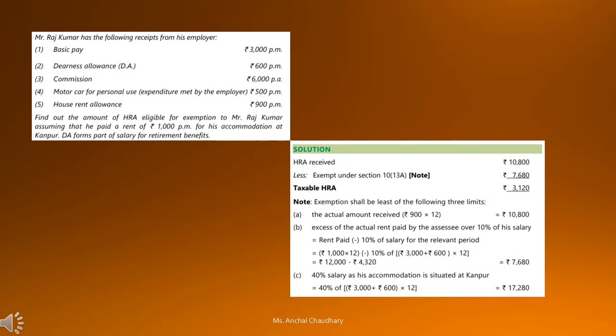Now out of these three you have to find out the least value. सबसे कम value क्या है इसमें? That is your 7,680, right? ये आपका exemption available है. So you will deduct this amount from your HRA received. जो आपको benefit receive हुआ है उसमें से exempted amount आपको deduct करना है. Whatever the amount you will get after the deduction, that is your 3,120. So this will be your taxable HRA under this head. So this is how you have to calculate the HRA amount. You have to calculate each amount under the income from salaries.